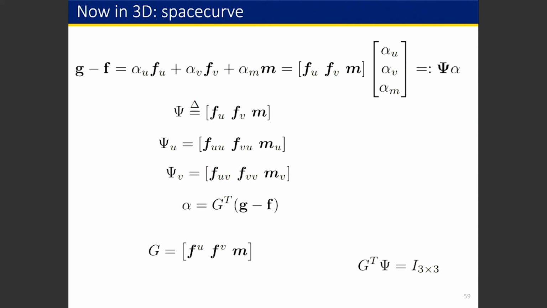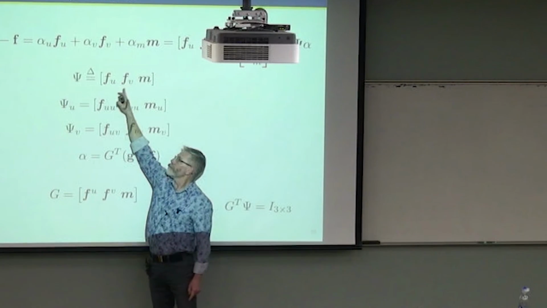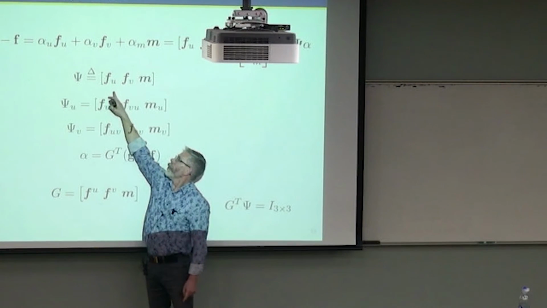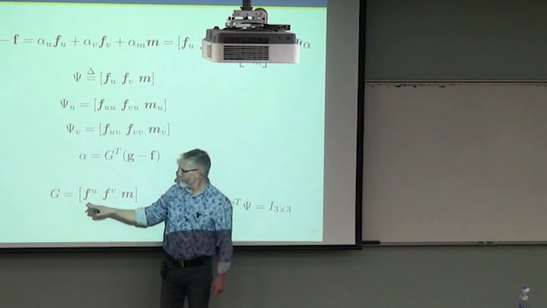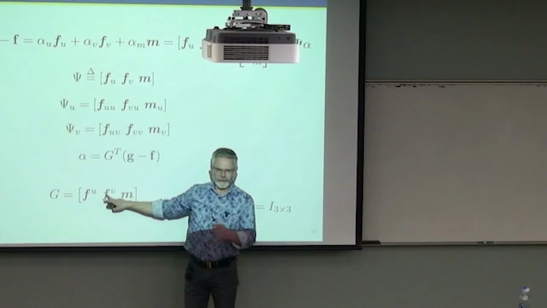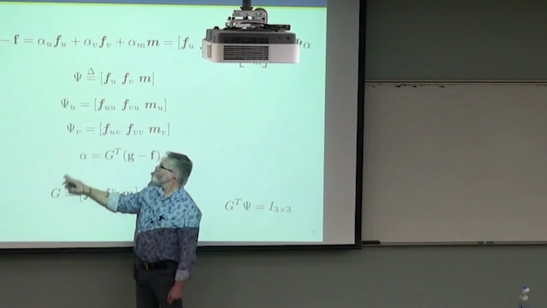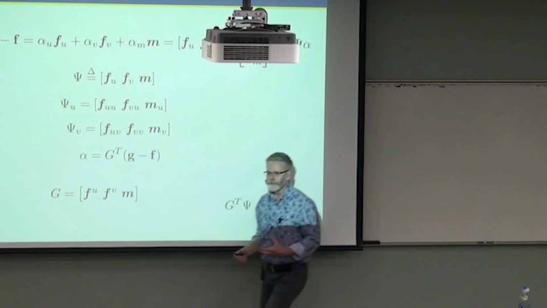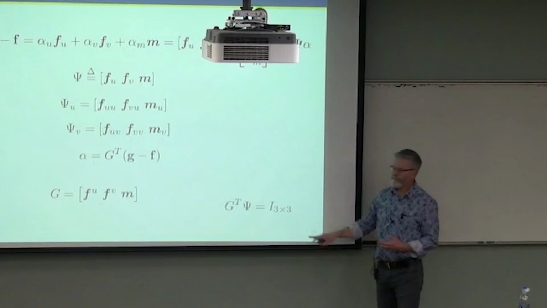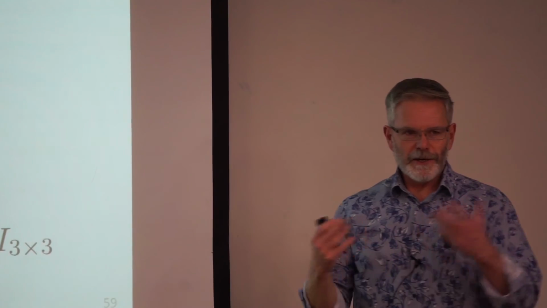U and V are superscripts here on purpose. The ones that I've introduced so far, U and V, are subscripts. That's the partial with respect to U and V of F. And these are whatever I need to be orthogonal to that, so that G transpose U is the identity matrix. That's called a dual basis.